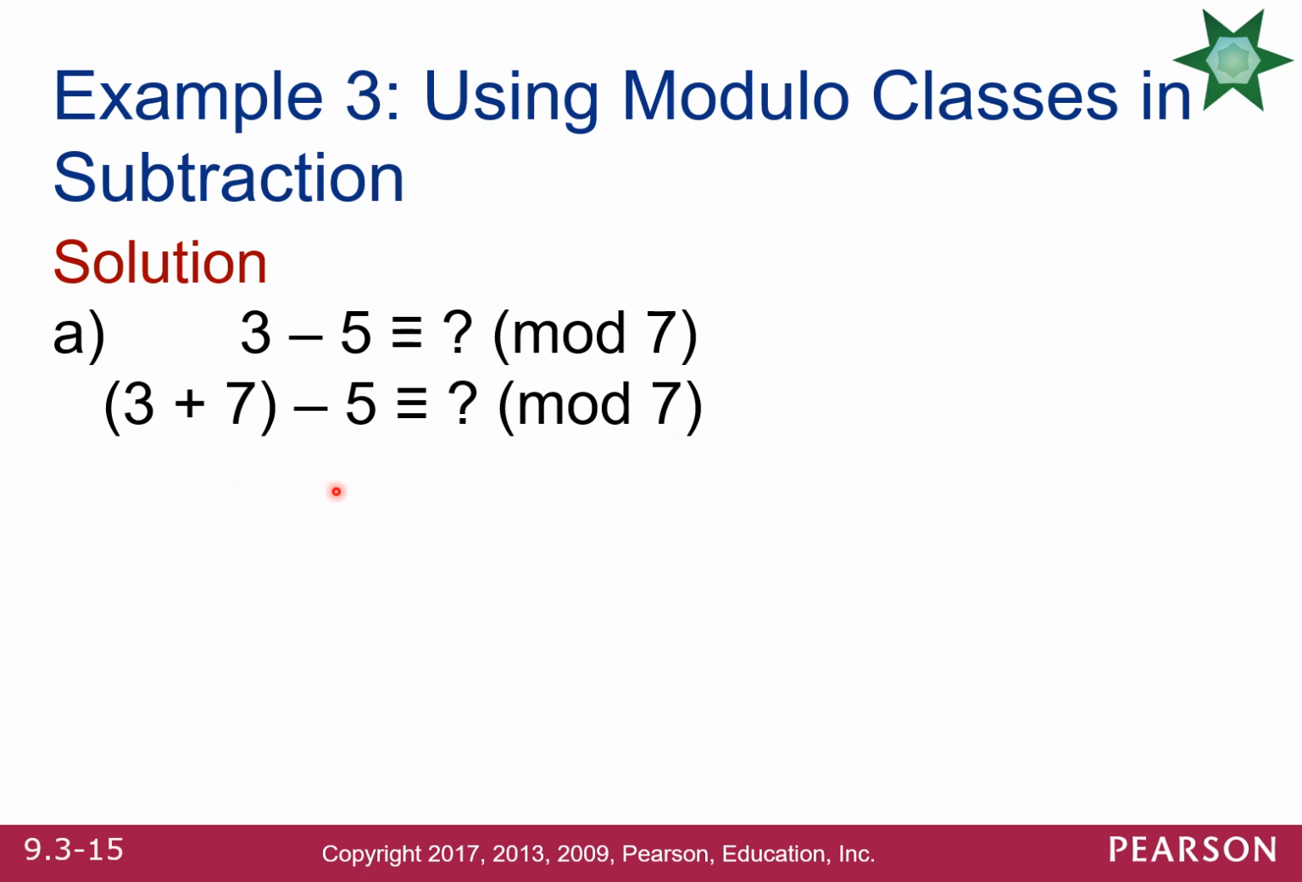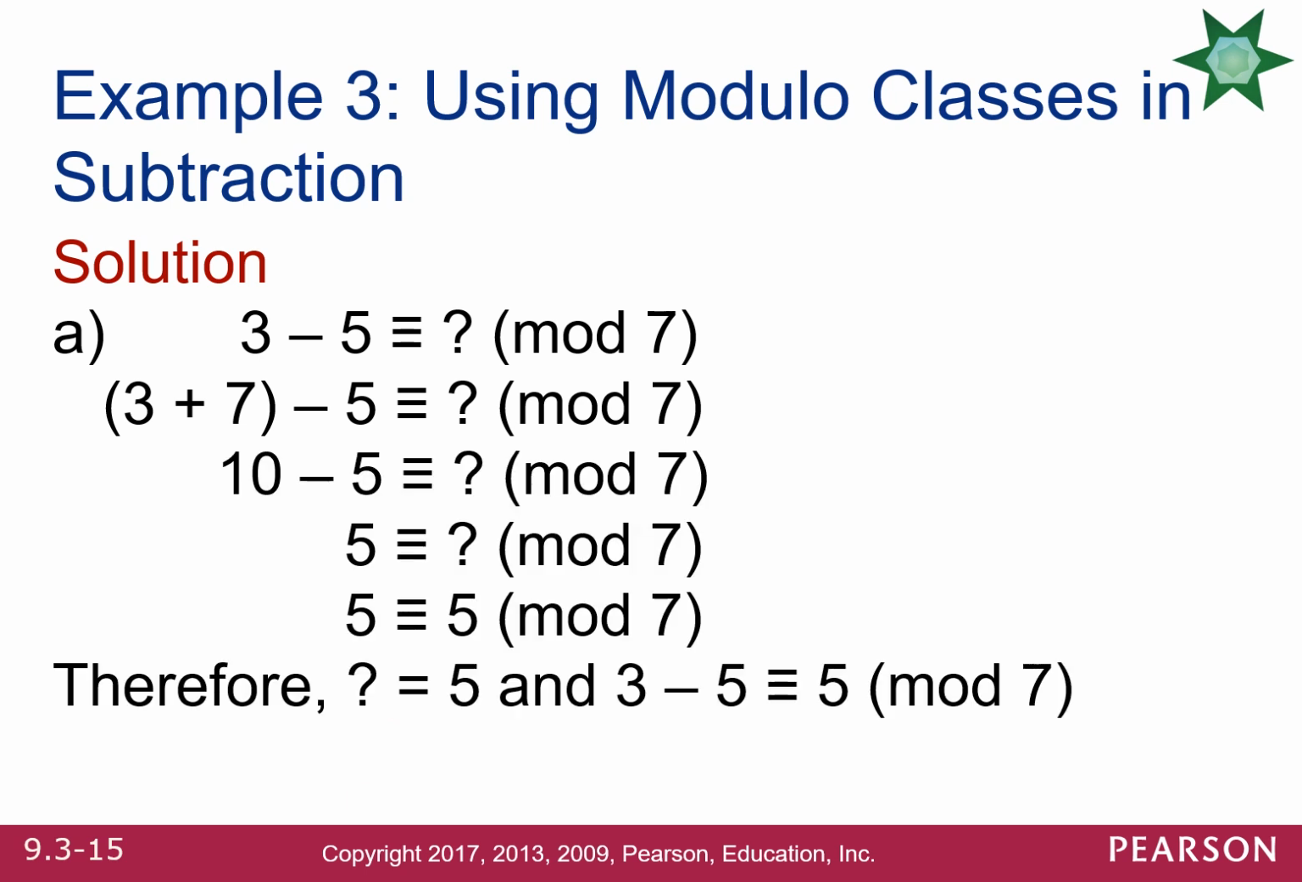So 3 plus 7 minus 5 is congruent to, let's see what happens next. 3 plus 7 is 10, minus 5 is what, mod 7? So you have to divide this 5 by 7 and the remainder would be 5. So therefore this question mark is to be replaced by 5, and we write the final answer as 3 minus 5 is congruent to 5 mod 7 within brackets. Okay.